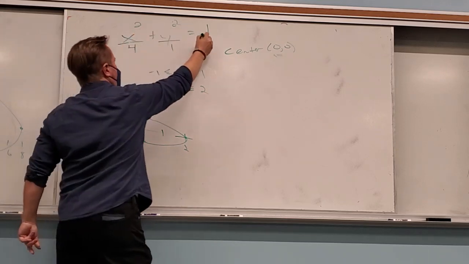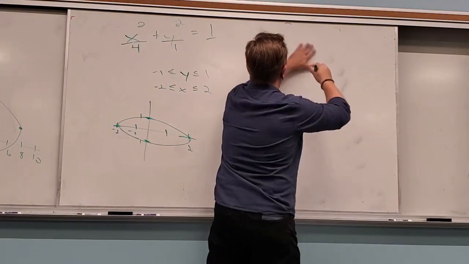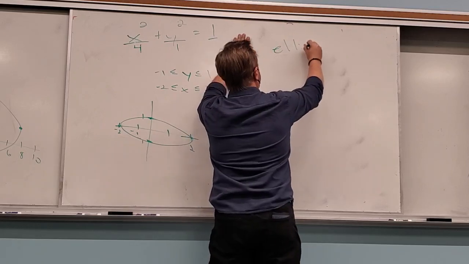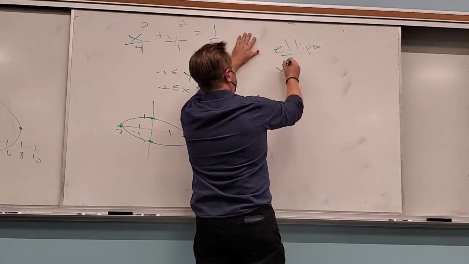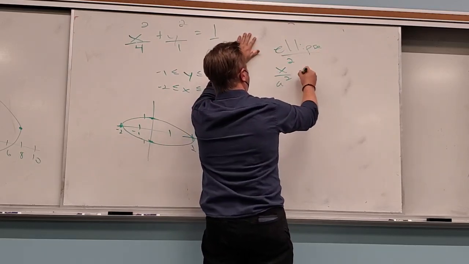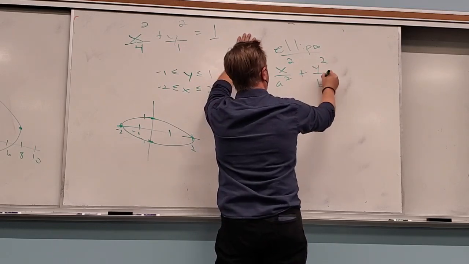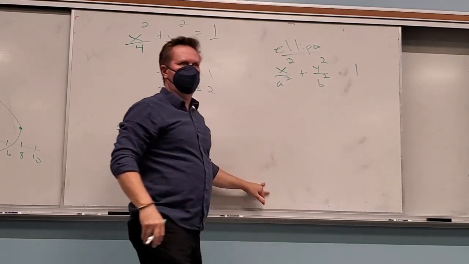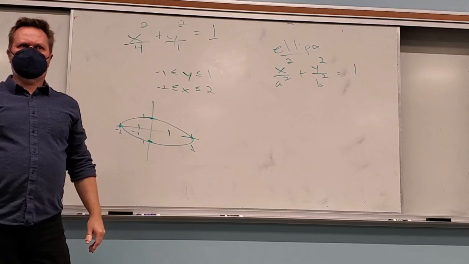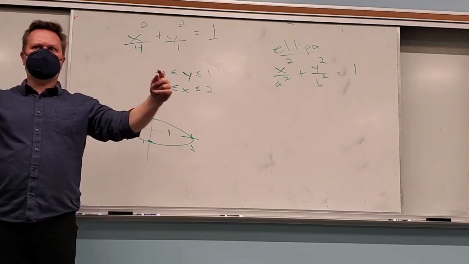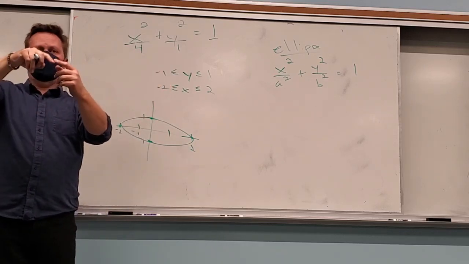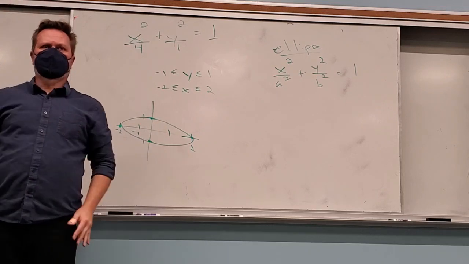This number has to be a 1. So what's the general form for an ellipse? The general form for an ellipse is x squared over a squared plus y squared over b squared equals 1. A is how far I go in the x direction. B is how far I go in the y direction.